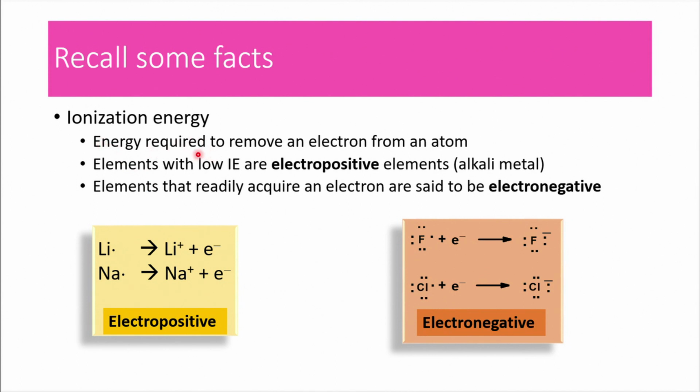Ionization energy is the energy required to remove an electron from an atom. The elements with low ionization energies are called electropositive elements. Some examples include alkali metals, so lithium and sodium are shown here. These are the electropositive elements, and elements that readily acquire or accept an electron are said to be electronegative. Some examples include fluoride, chloride. So, these are electronegative elements.